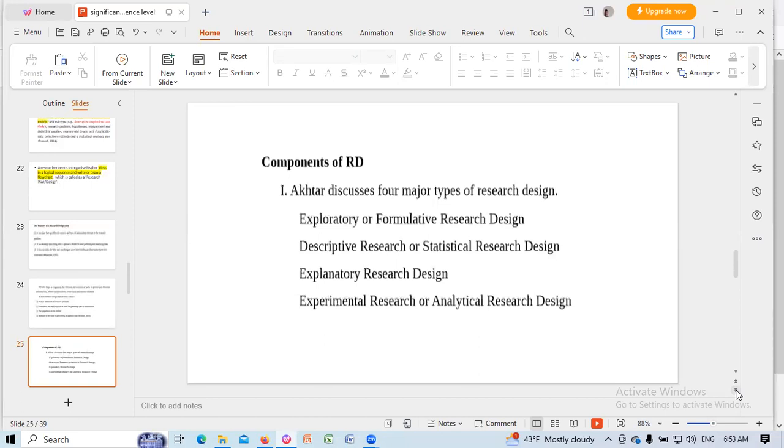Components of research design. We will now discuss the four major types of research design: exploratory or formative research design, descriptive or statistical research design, explanatory research design, and experimental or analytical research design.